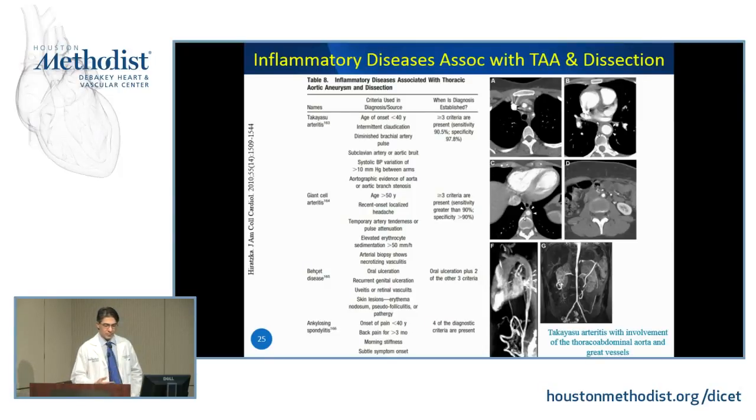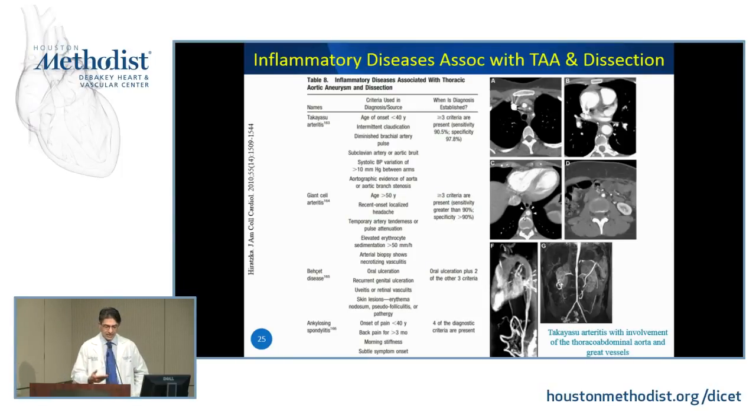So on the picture on the right are a sequence of images of Takayasu's. And Takayasu is not the only arteritis. There are others such as giant cell, Behçet's, ankylosing spondylitis. It's so important for us to be aware of them and how they present.